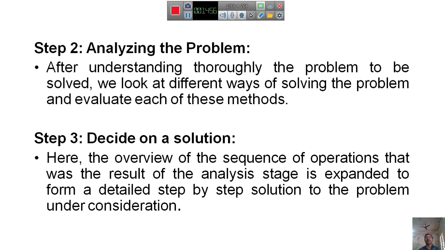When we understand the problem, we may get some solutions, and we have to prioritize them. All the solutions that we have prioritized, we have to select the best alternative out of these solutions. We have to select the best alternative solution. This is called decide on a solution.